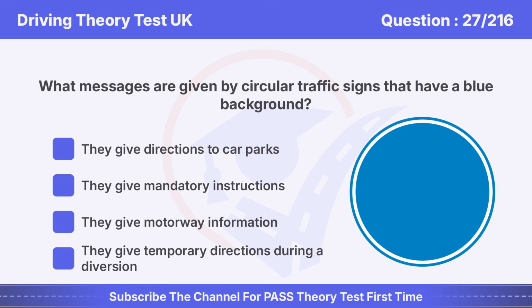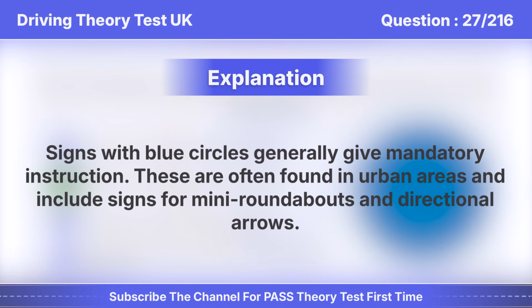Question 27. What messages are given by circular traffic signs that have a blue background? Answer is B. They give mandatory instructions. Signs with blue circles generally give mandatory instruction. These are often found in urban areas and include signs for mini roundabouts and directional arrows.